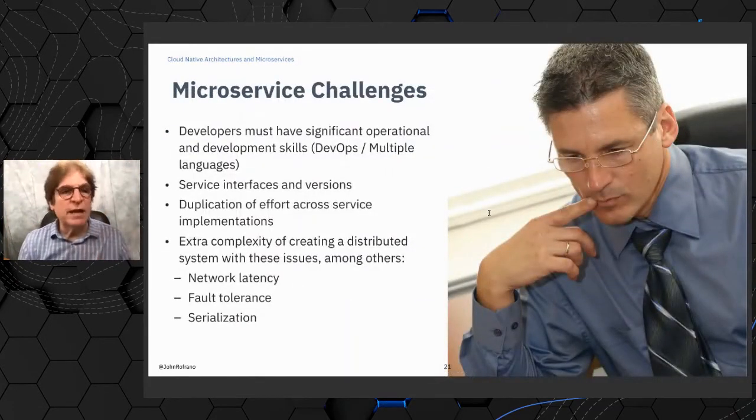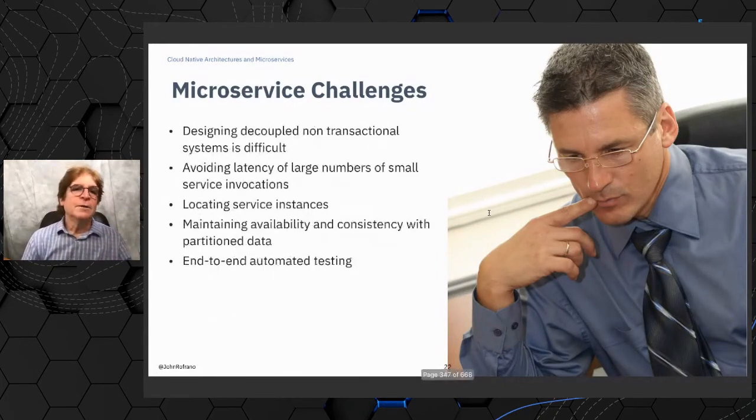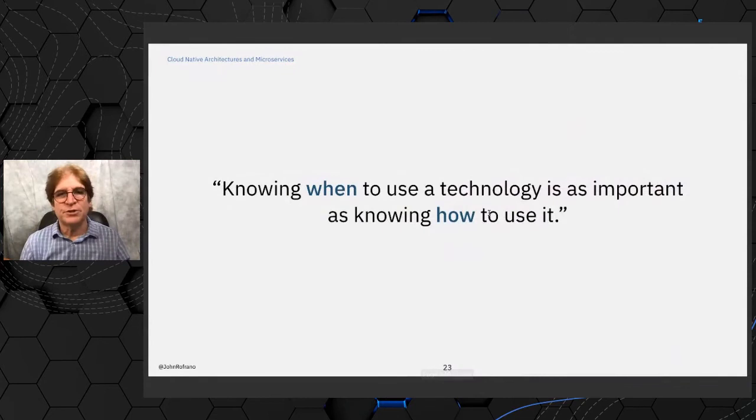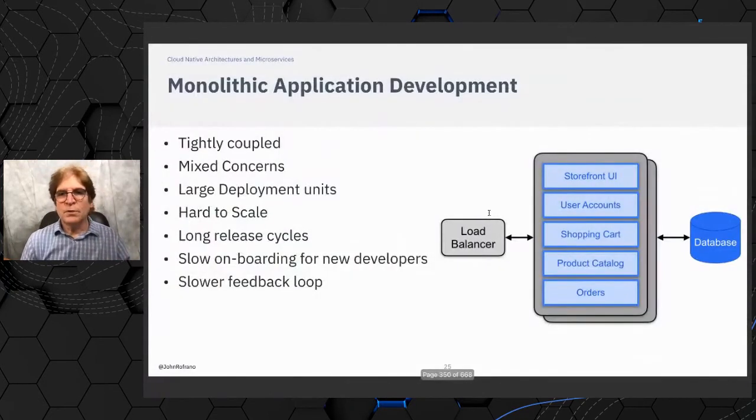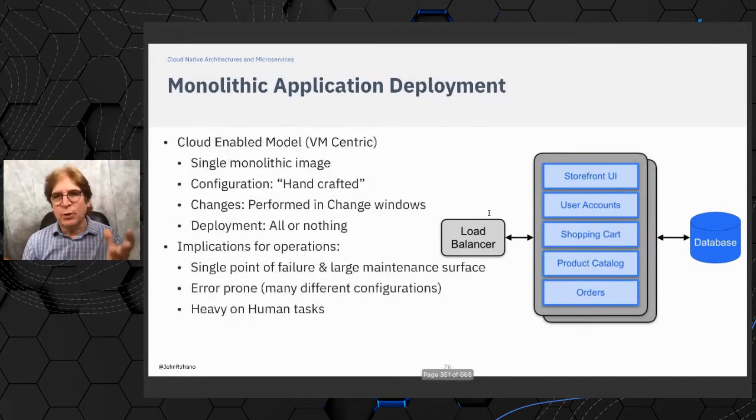So there's challenges, right? You've got all this network latency to worry about now. You've got all these interfaces to worry about now. It's hard to decouple transactional systems. You've got to find the other services. Lots and lots of challenges. So knowing when to use technology is as important as knowing how to use it. So I think you get the idea. Monolith: everything is grouped together, tightly coupled. Everything gets deployed together.